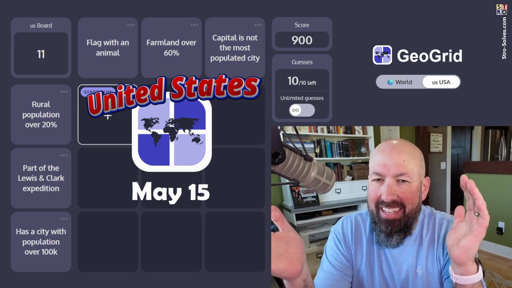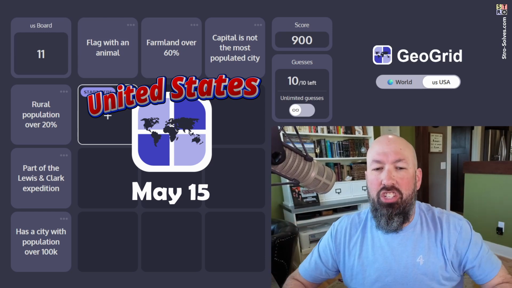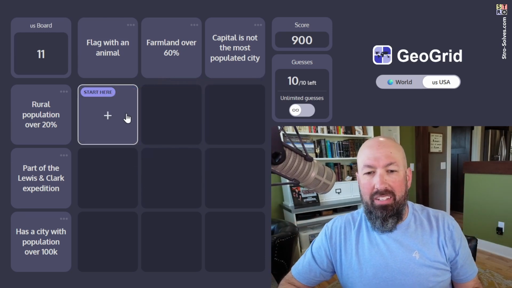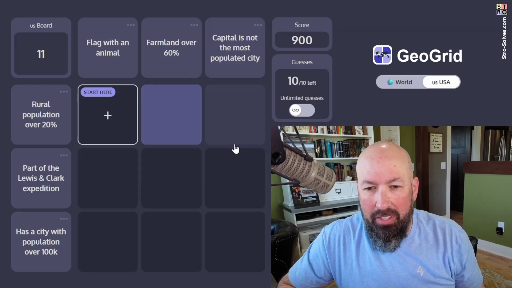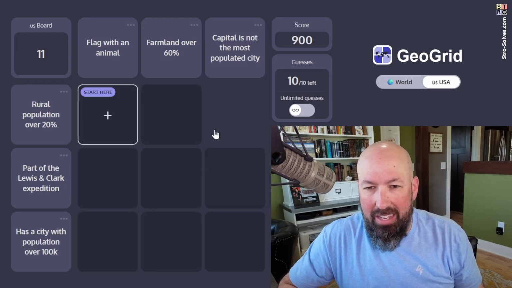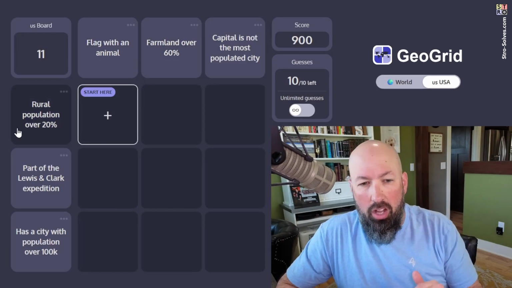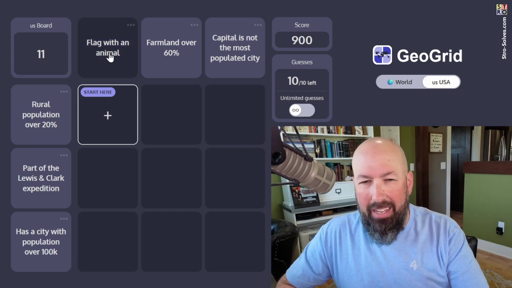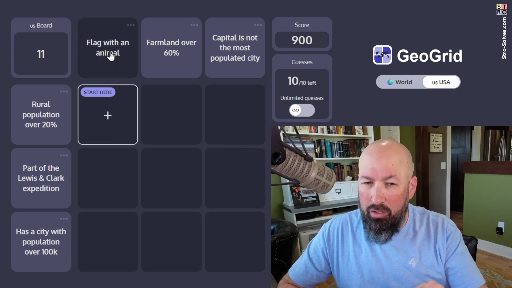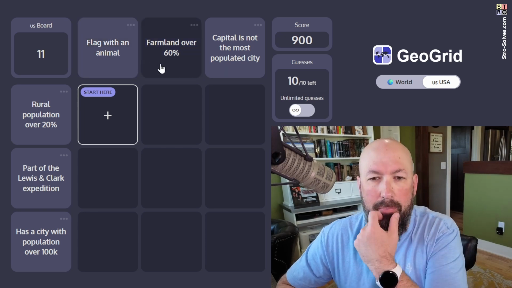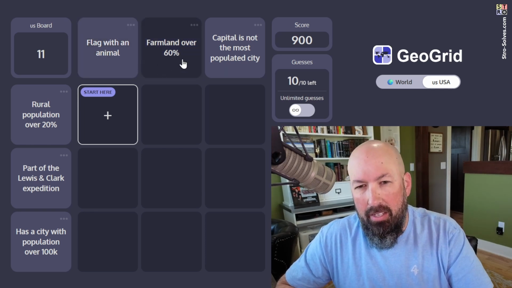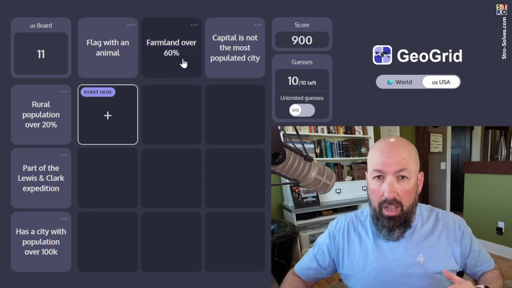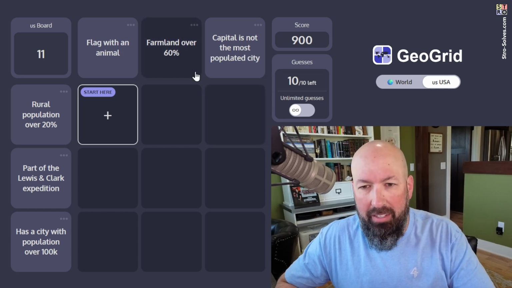All right, I'm looking at today's United States geo grid. So we're guessing states, and we have to fill in a state in each of the 9 cells here that matches the column and the row. And we have flag with an animal. Not great at flags. I'm better with US flags than country flags, but I still don't know most of them. Farmland over 60%. Okay, well, being from Iowa, I'm very familiar with states with farmland.